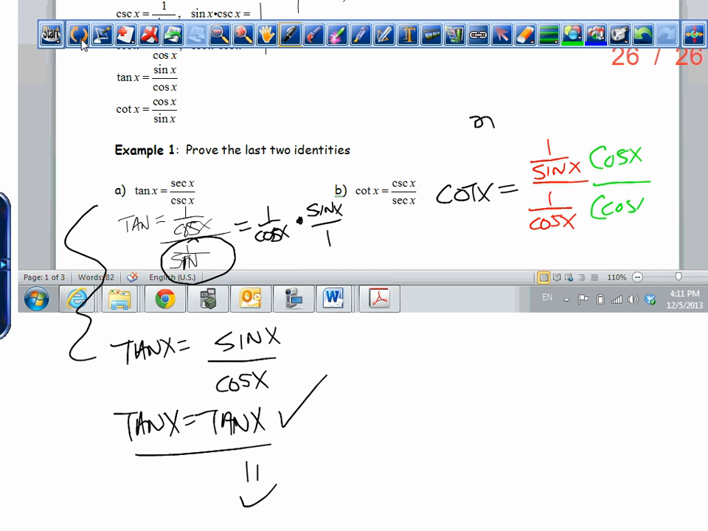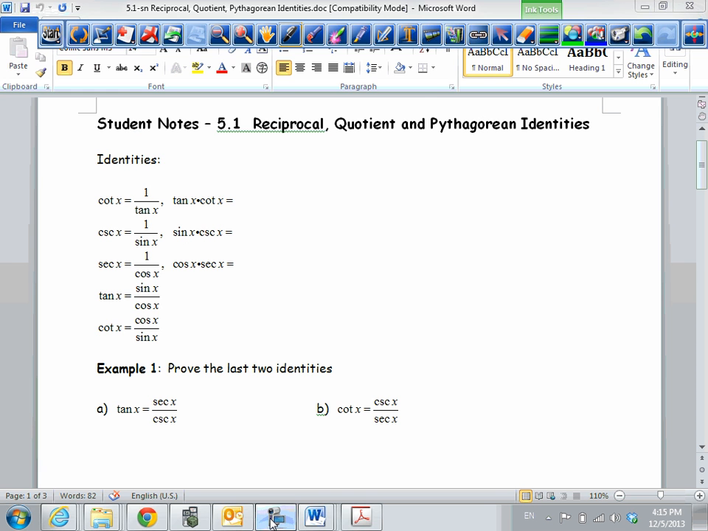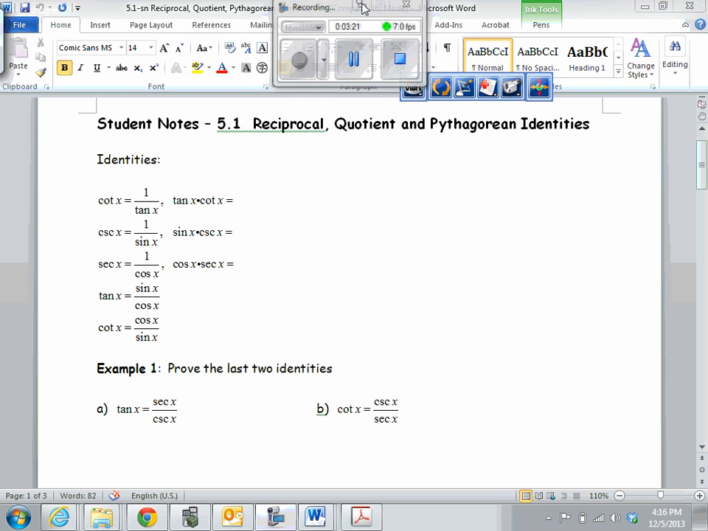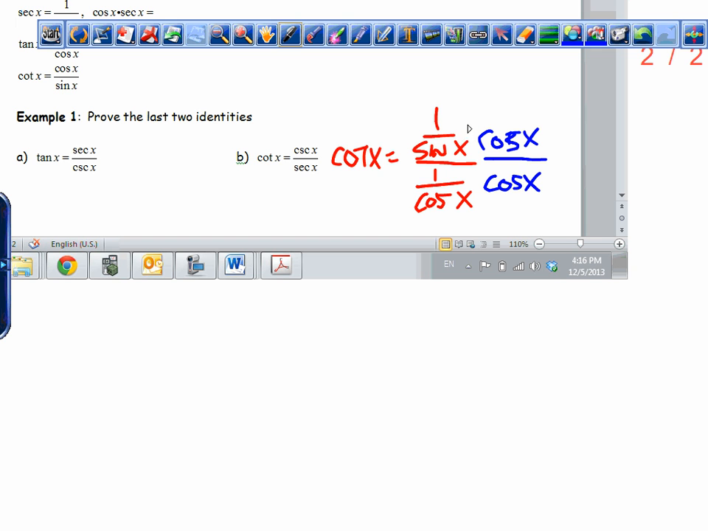My program stopped working? It did. Hold on. All right, sorry about that. Yeah, I had a reboot, so my colors are different now.